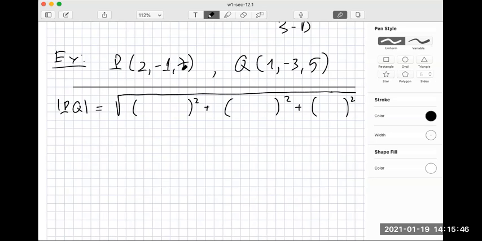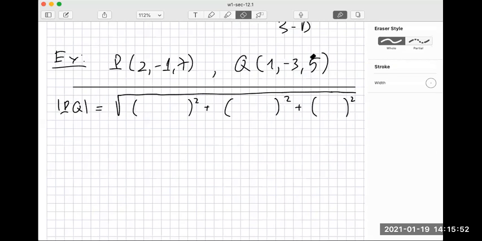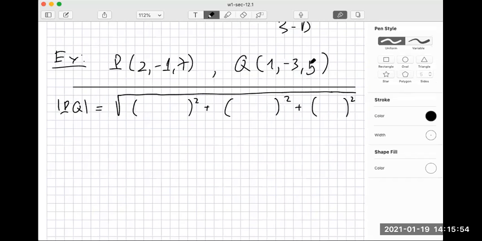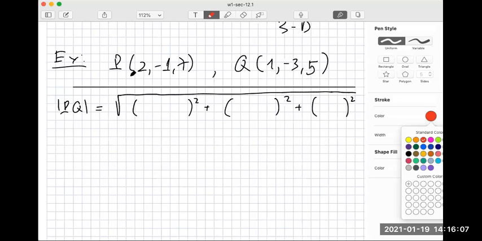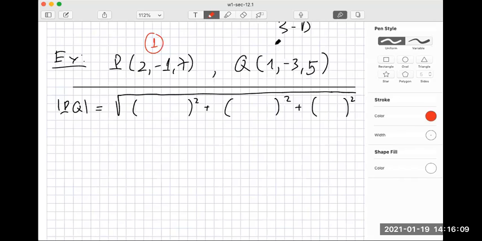P (2, -1, 7), Q (1, -3, 5). Sorry, I should write it better. Okay, now if you're done, let us do it together. Suppose we call this one the first point, right? P is the first point. Q is the second point here.